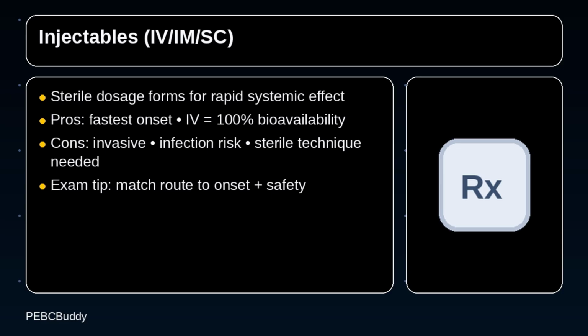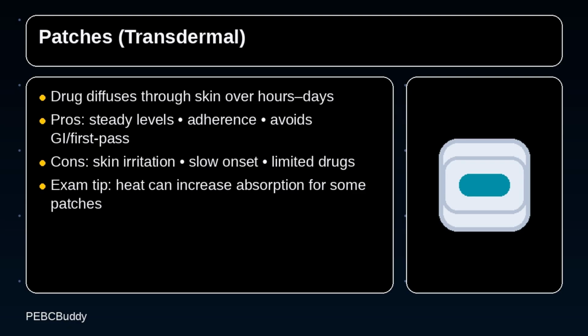Injectables are sterile preparations for rapid systemic effect. IV gives 100% bioavailability, while IM and SC can vary by blood flow and formulation. Exam tip: sterile technique and safety risks matter, and route selection often matches urgency and onset.